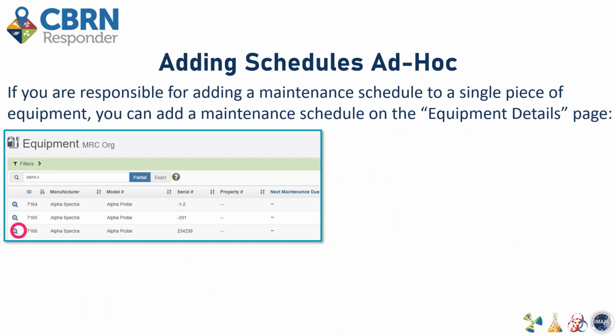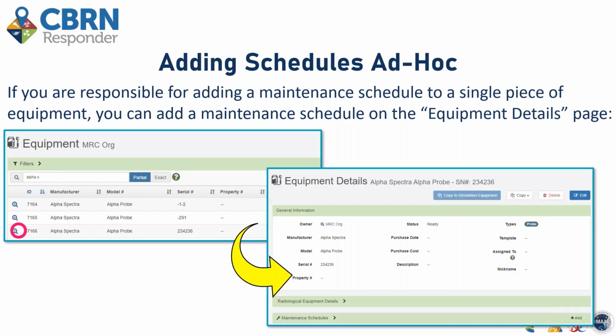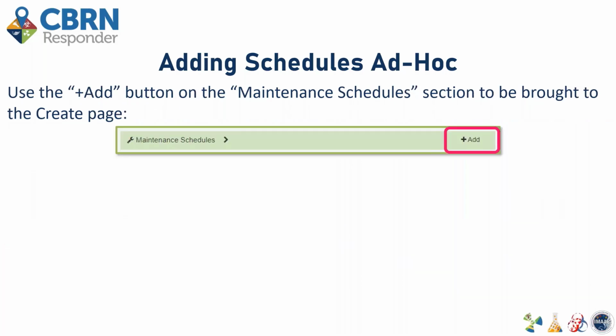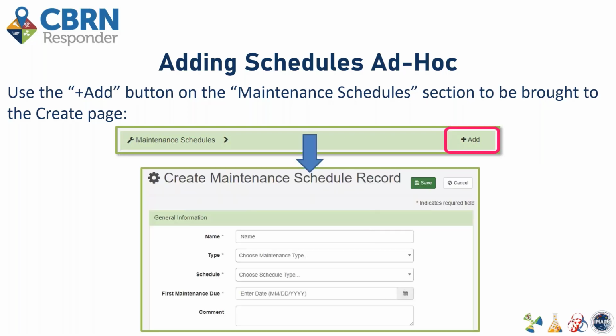So to set a maintenance schedule for your equipment item, you're going to first open up that specific equipment item that you're looking to add it to. And on the equipment details page, you're going to see a maintenance schedule section. So you will click the add button to be brought to the create page.